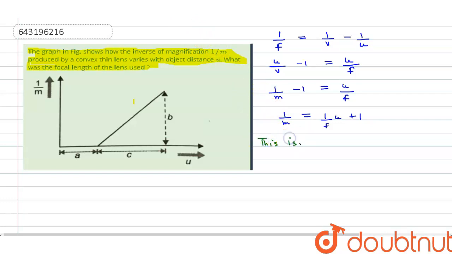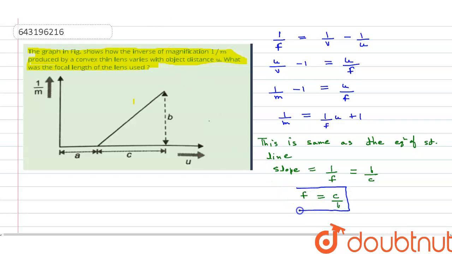This is the same as the equation of a straight line whose slope is equal to 1 by f. Slope is equal to 1 by f, and this slope 1 upon f is equal to perpendicular upon base. It means this is equal to b upon c. It means that f is equal to c upon b. This is the final answer of this question.